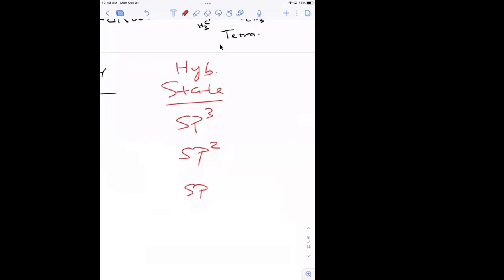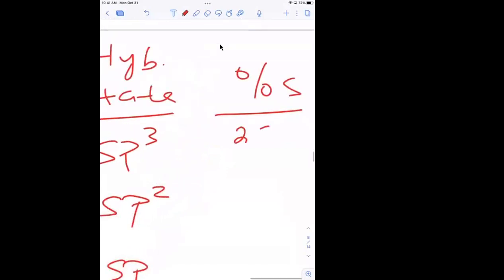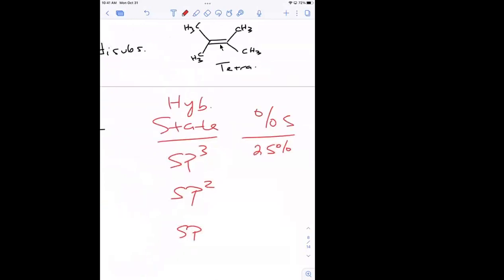That's my hybridization state. And then the percent s character changes as you go through the hybridization states, as you go from sp3 to sp2 to sp. sp3 is 25% s. If everything adds to 100, and you got 4 parts, so sp3 is going to be 25% s.